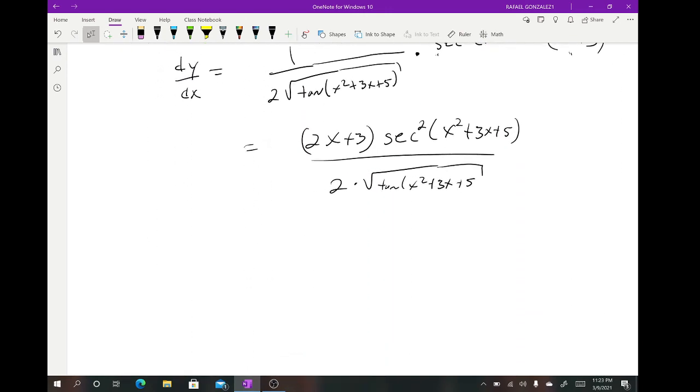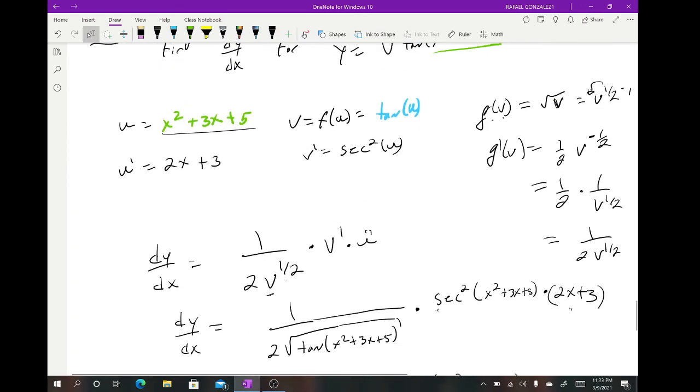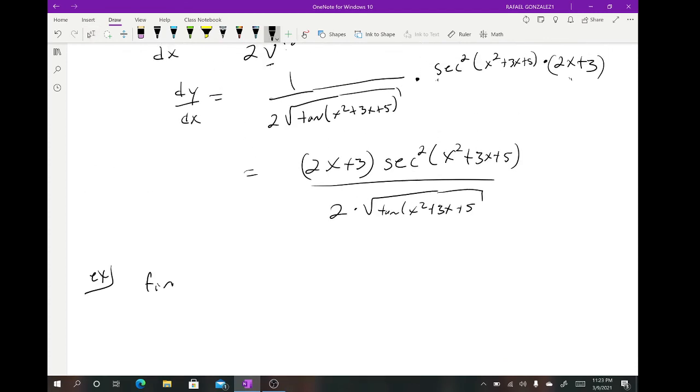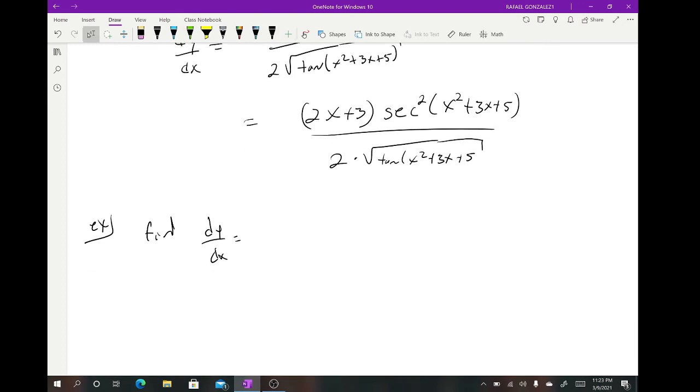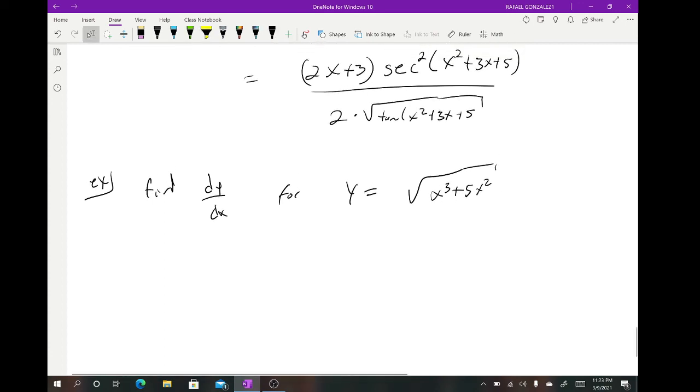Okay, let's do one more because that one was a bit too difficult. I mean, it was pretty good that we did it because it involved 3 different functions. But let's do a simpler one. So let's find dy/dx. This is going to be the last example for this video. For y equals the square root of x cubed plus 5x squared, just because I wanted to do it with the square root again.